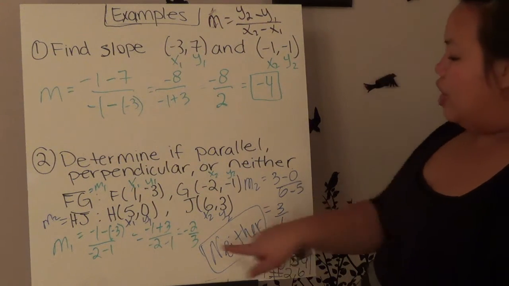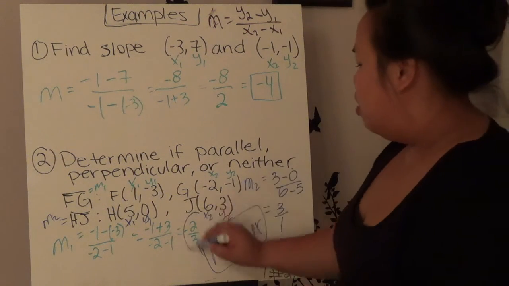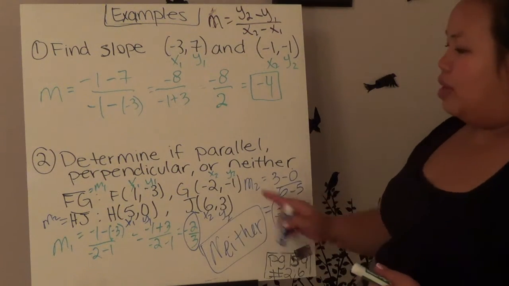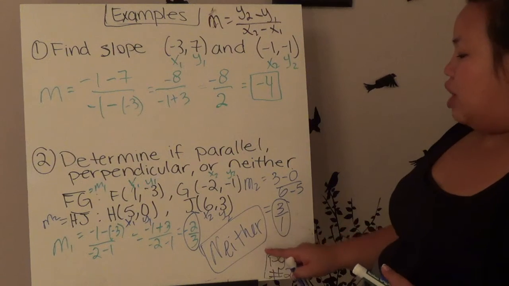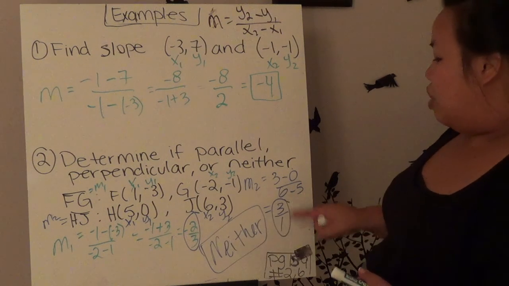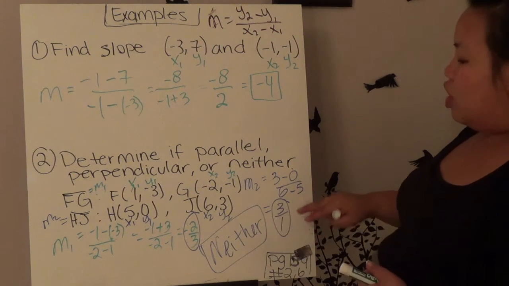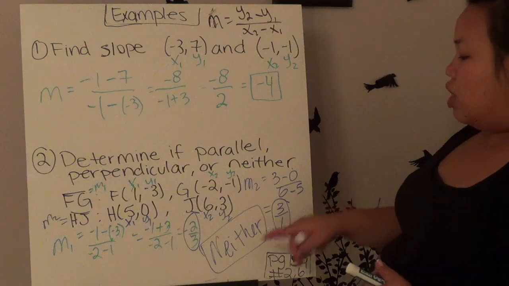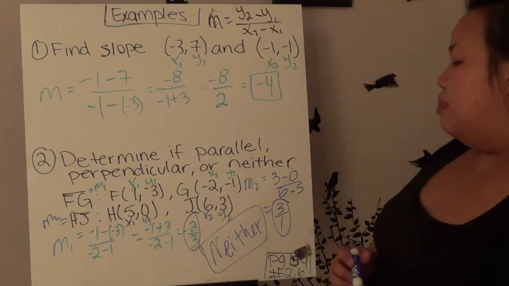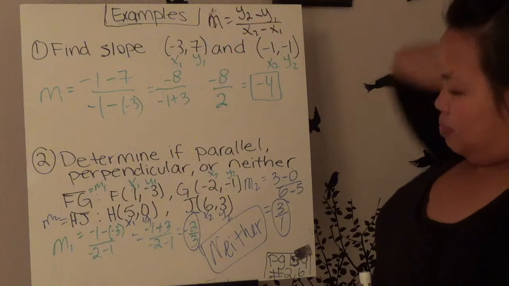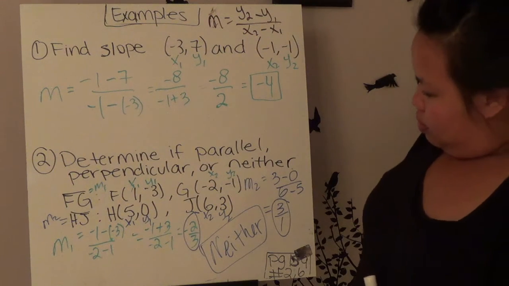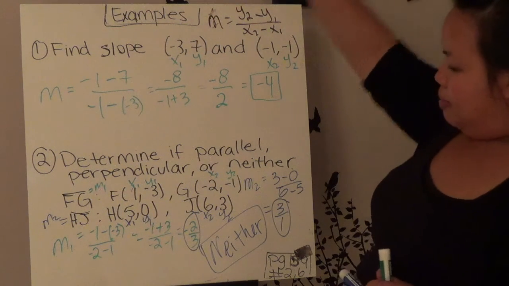One more thing. If these two answers right here were the same, they would be what? Parallel. So I'd write parallel. If instead of 3 over 1, I have positive 3 over 2, then it would be perpendicular.